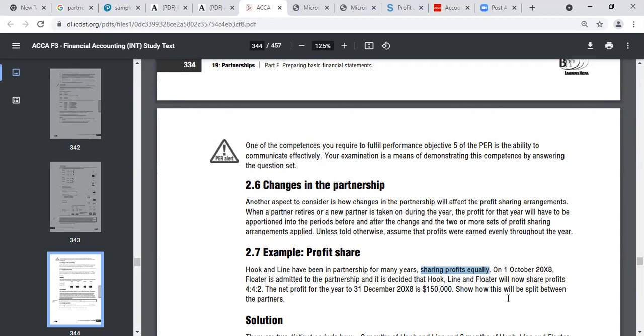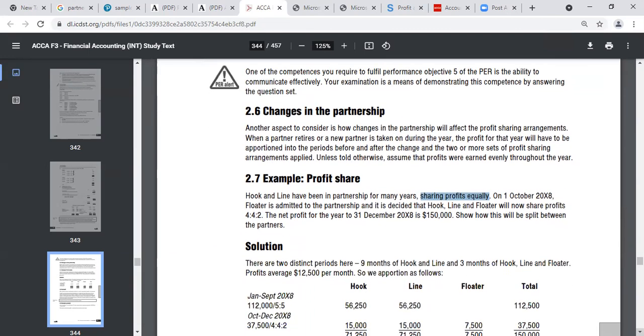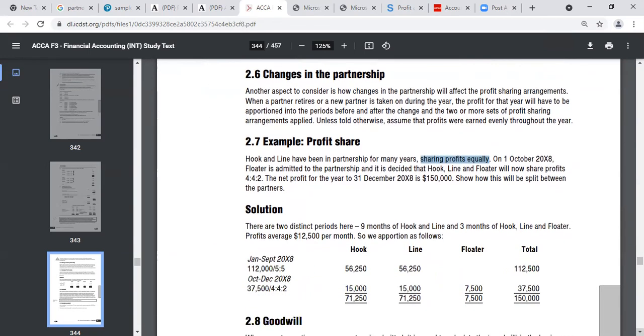Yeah, so they have been sharing equally, and they're now moving to what? They are now moving to 4-to-4-to-2, okay? So just not to waste a lot of time, I'll just show it right here for you. So between January and September, okay? Between January and September, remember, this guy came in what? This guy was admitted when? This guy was admitted 1st October 2018.